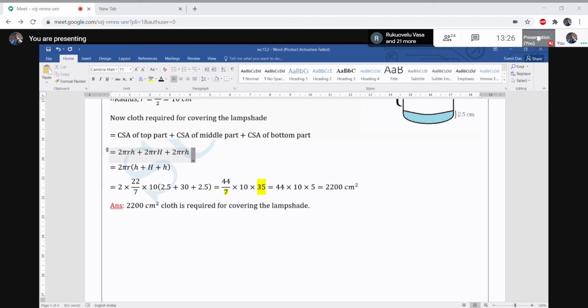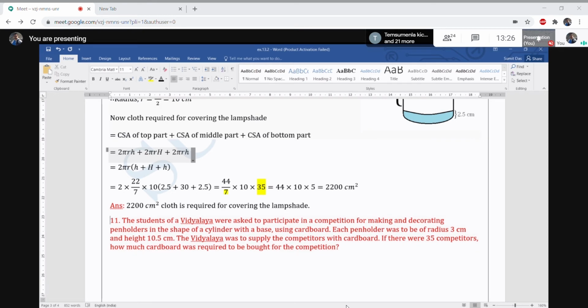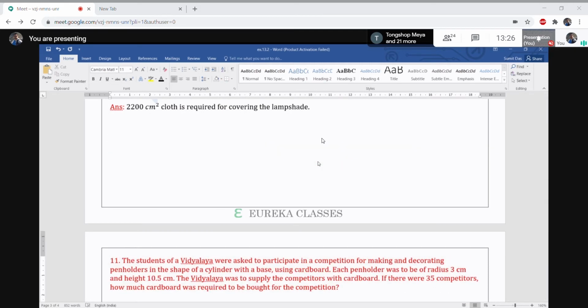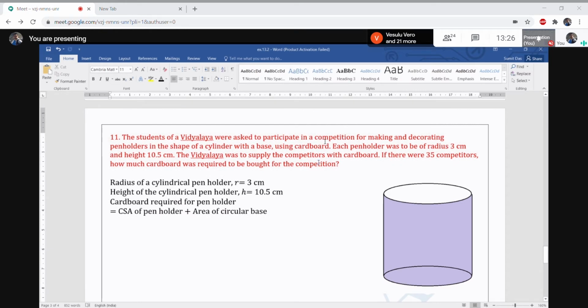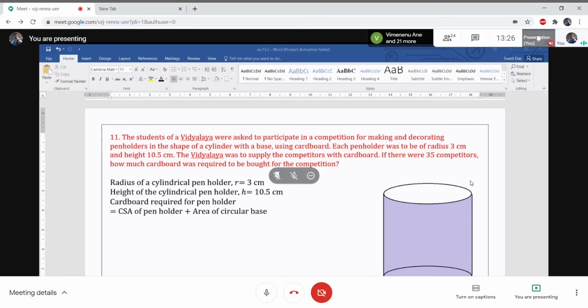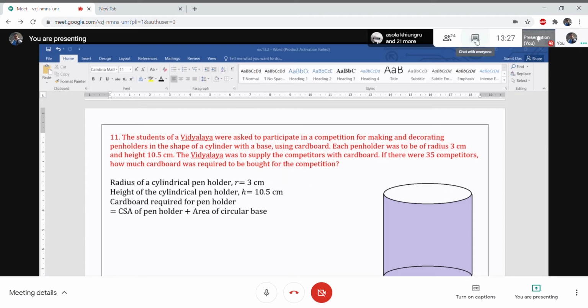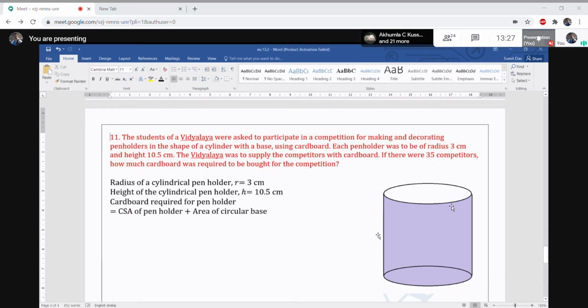Next, question number 10. For question number 10, let's go to the next page. Question number 10 is saying that the students of a Vidyalaya, those who have Hindi, I hope all of you know, Vidyalaya means school, right? So students of a Vidyalaya were asked to participate in a competition for making and decorating pen holders. Pen holders in the shape of a cylinder. You can see one diagram I am giving you. This is like a right circular cylinder, right?